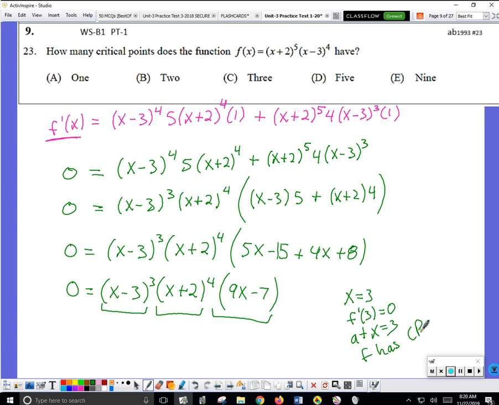We did 9, not 16. Oh, thank you. So one of the critical points occurs at x equals 3. Raise your hand if you know where the other 2 critical points occur. At what x coordinates do the other 2 critical points occur? Let's go, Derek. 7/9 and -2. Good. So x equals 7/9.